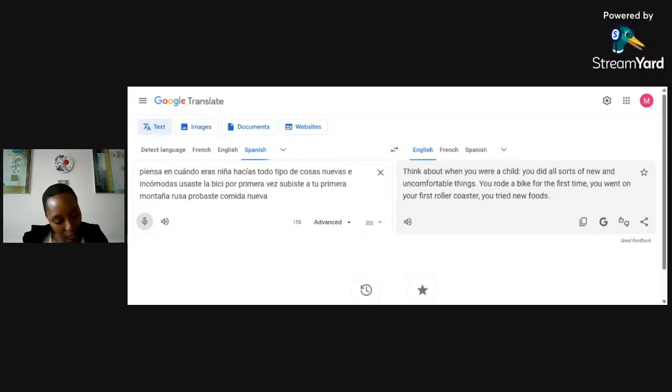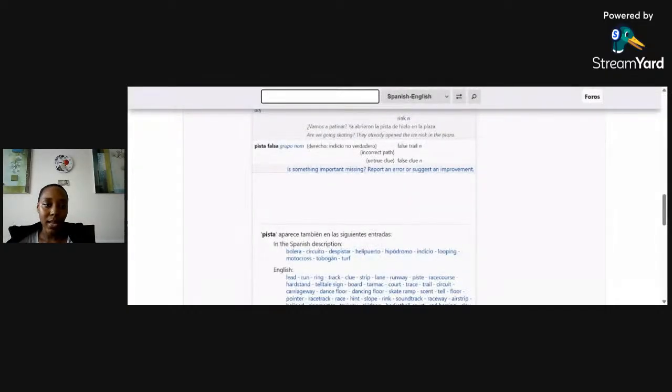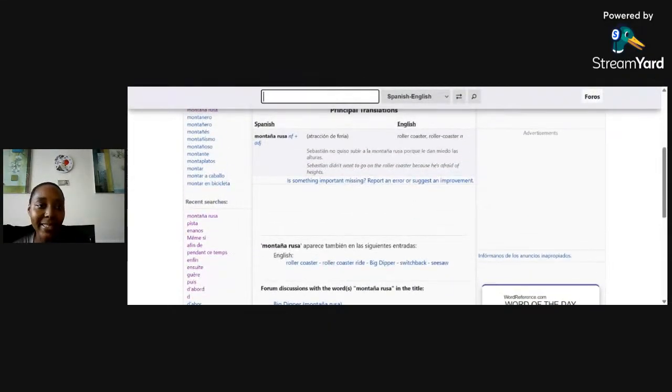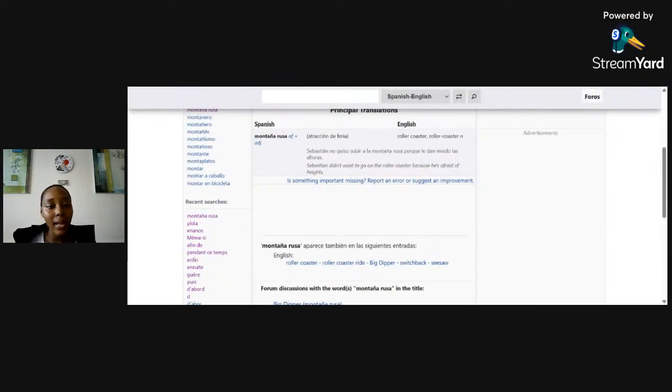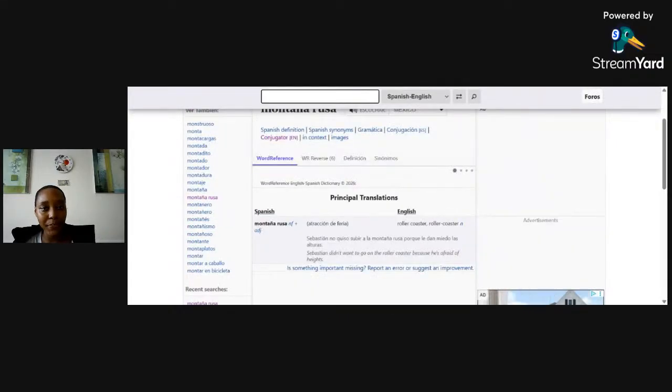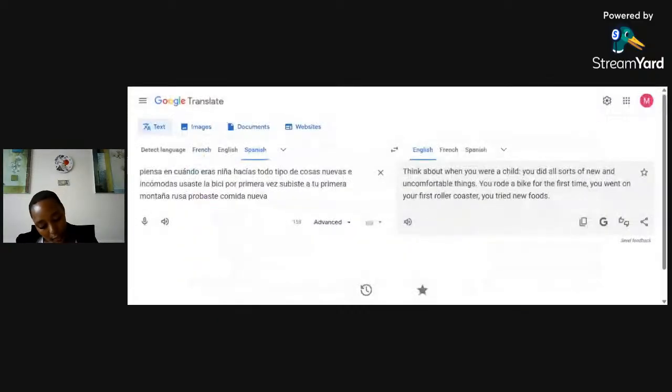Montaña rusa is roller coaster. That's a little cute, I'm not going to lie. And then the last part is you tried new food. But I want to look up that word, roller coaster, because that is funny. Montaña rusa. Roller coaster. That's neat. See what I mean? Like you come across words that you probably wouldn't randomly find. Anyway, back to Google Translate. Okay, where was I?